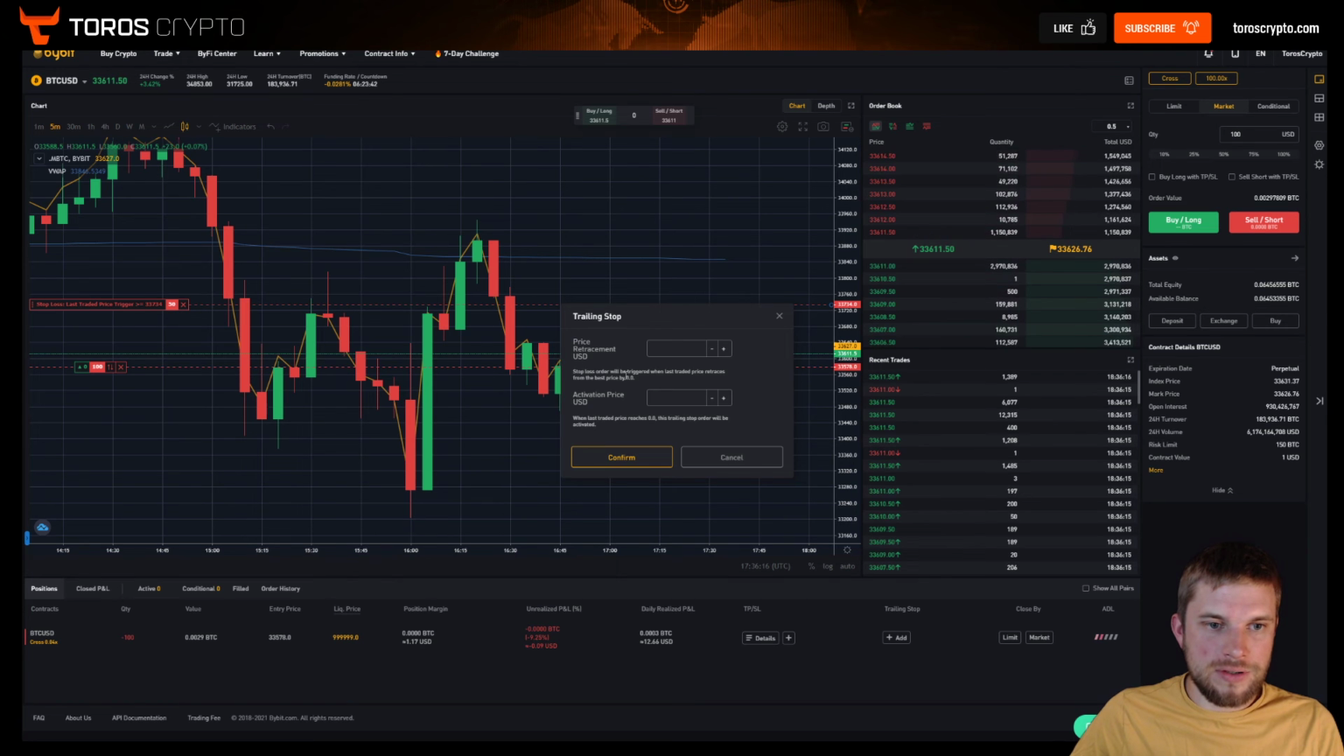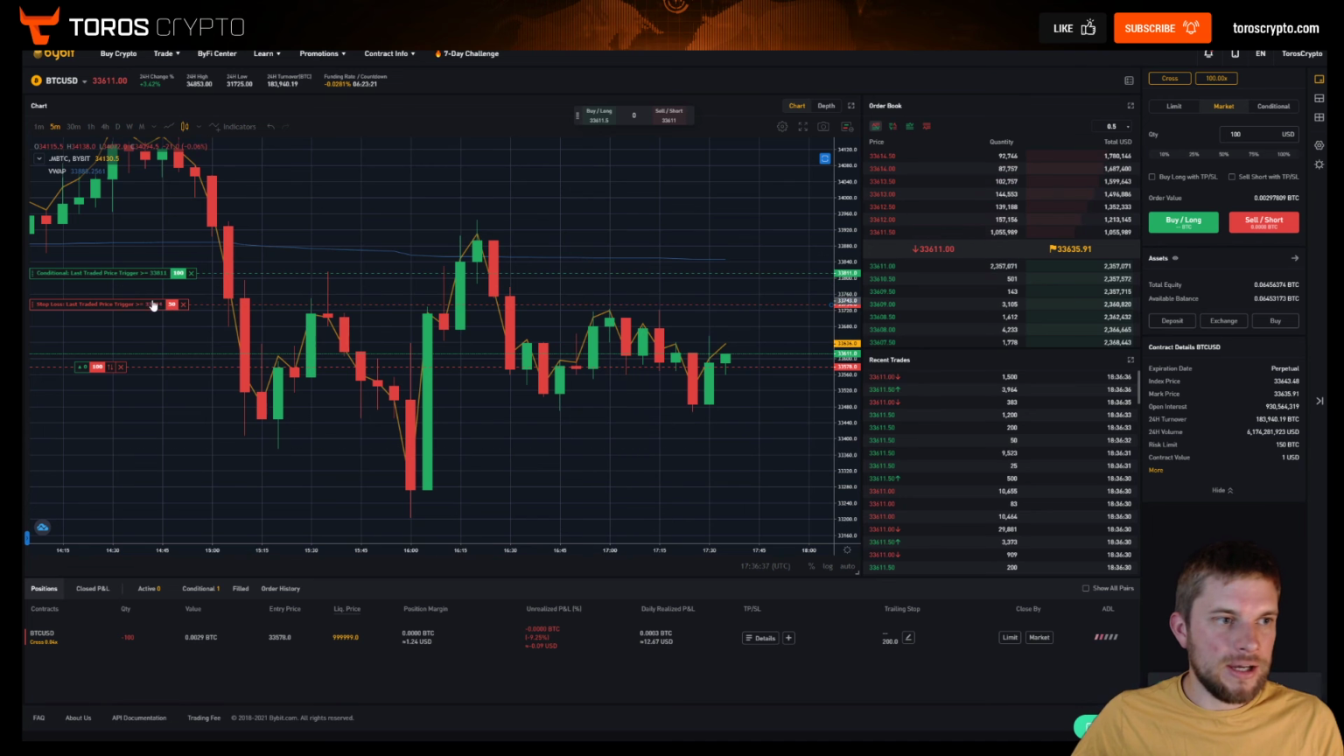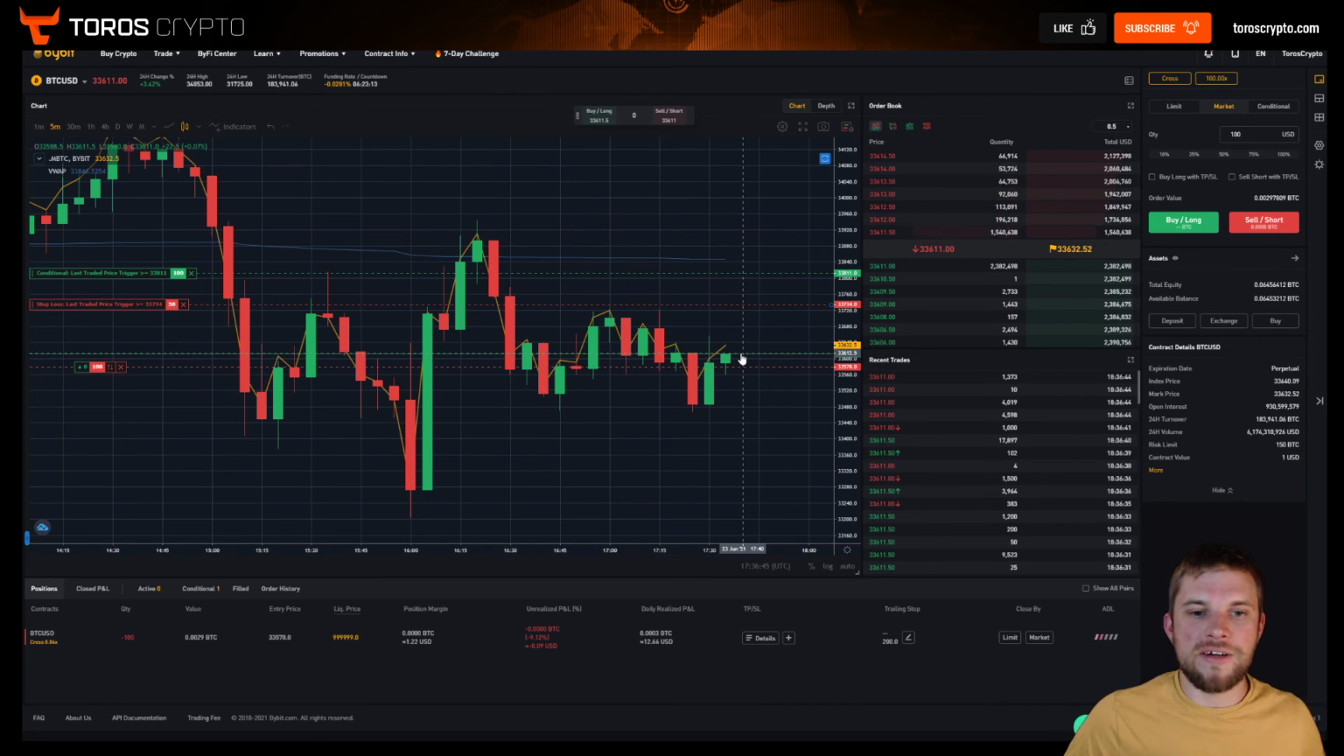So a stop loss order will be triggered when the last traded price retraces from the best price by whatever amount, or you can have an activation price. So if price comes into a certain area, then it will activate a trailing stop. So at this point, let's say $200. If price goes $200 the wrong way, then you can see here that this trigger will trigger. So this is currently $200 above where price currently is.